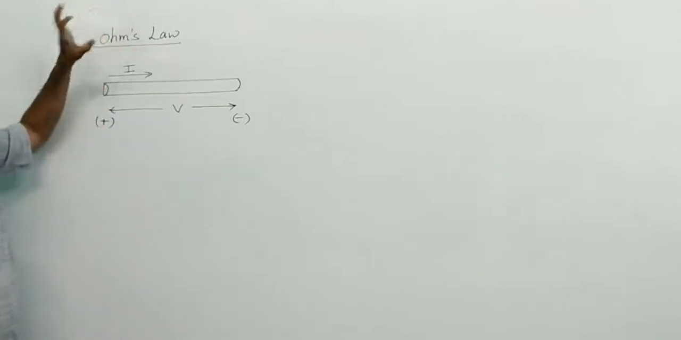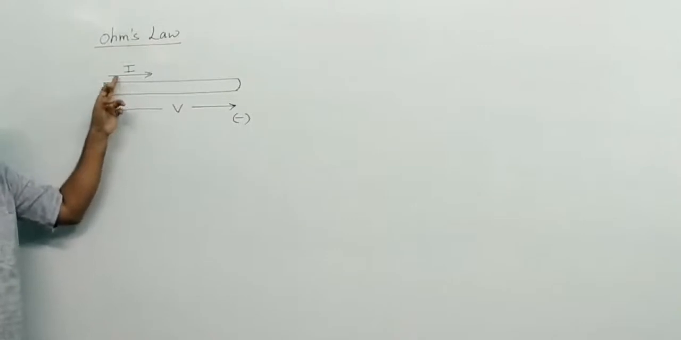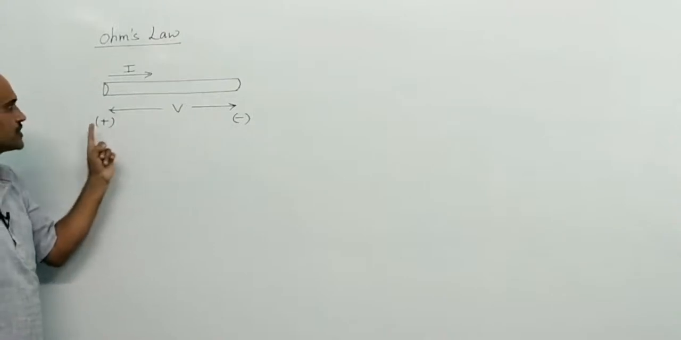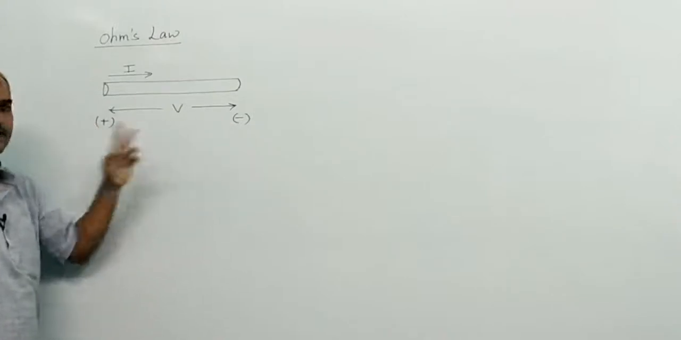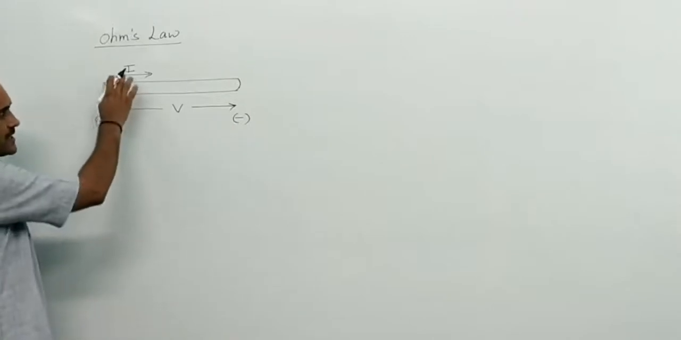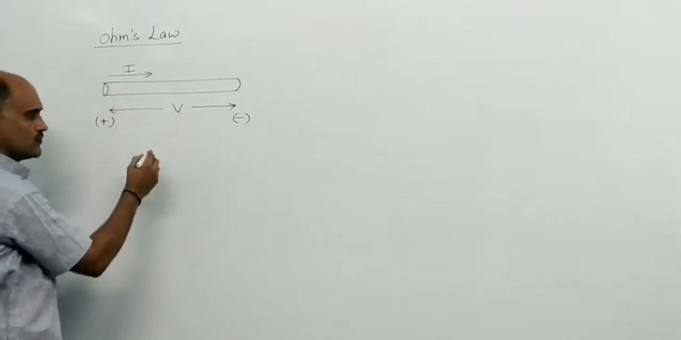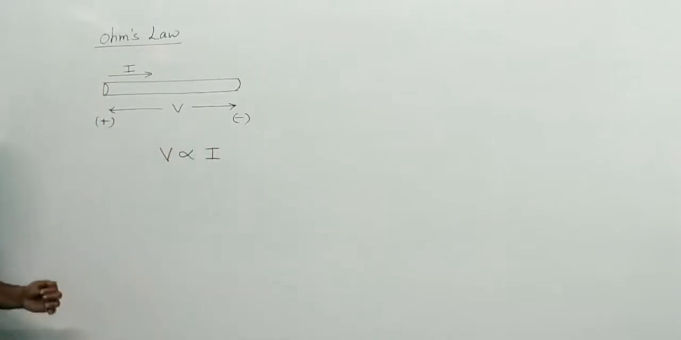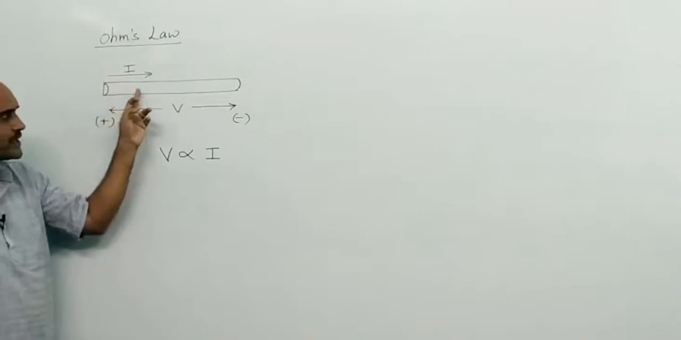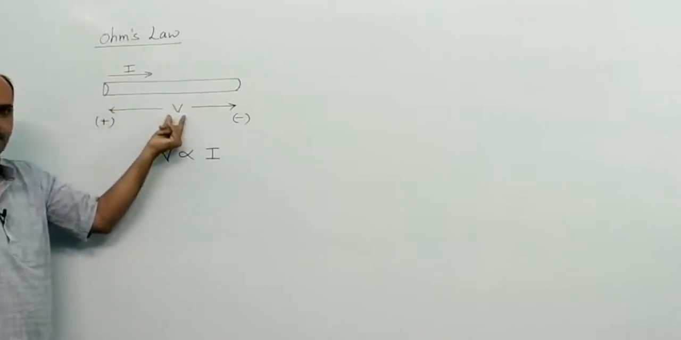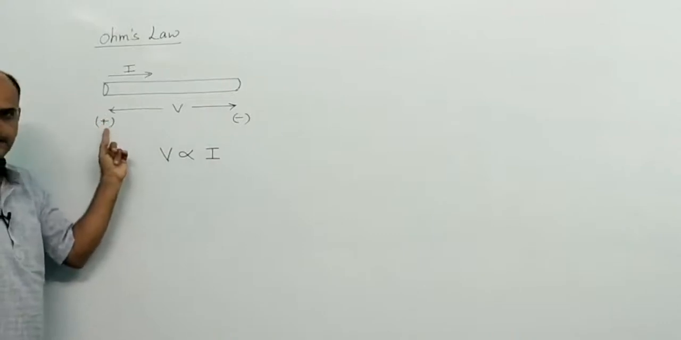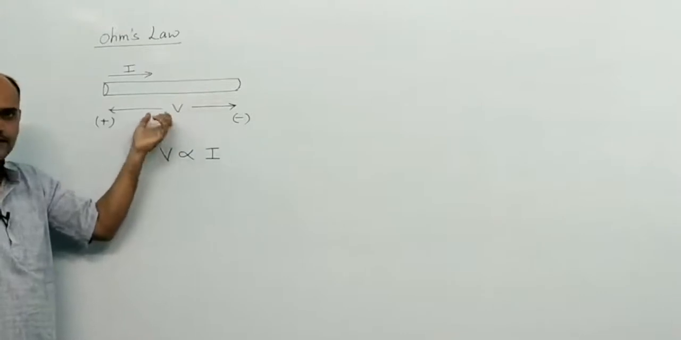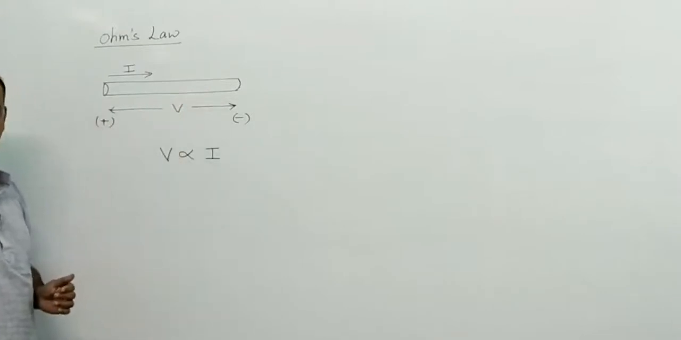Ohm's law states that the current flowing through a conductor is directly proportional to the potential difference between its ends. So I is directly proportional to V, but while writing we write V is directly proportional to I. That is, if the potential difference is more, more current will flow. If the potential difference is less, less current will flow.